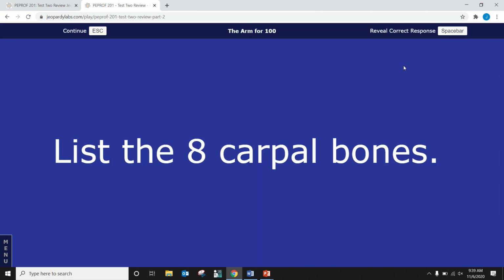Okay. List the 8 carpal bones. Really? Okay. They're all in here somewhere. All right. So you're on a roll, though. That was good.